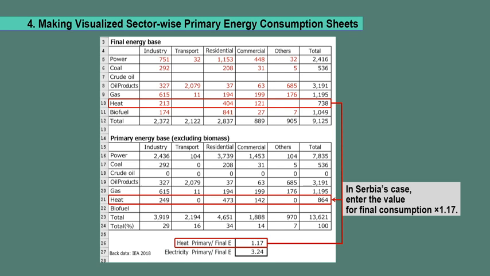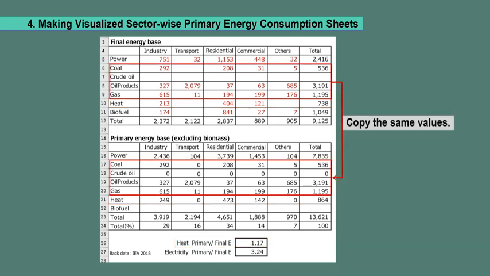Similarly, use 1.17 calculated at the bottom as the multiplier to convert final energy-based heat to primary energy-based heat, and enter the result. Next, for values from coal to gas, enter the final energy consumption values as they are from the table above.